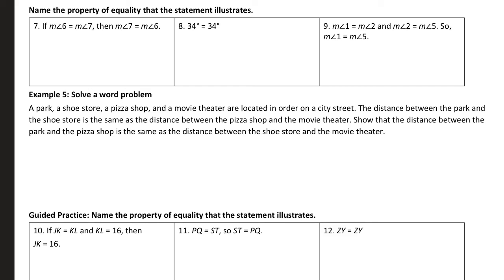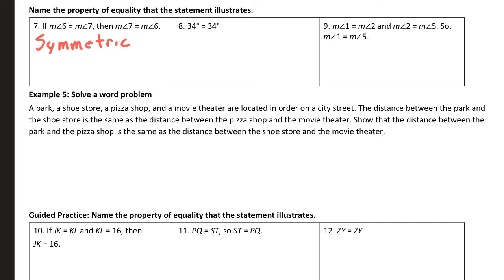your own. So in this example, it says if angle 6 equals angle 7, then angle 7 equals angle 6. So that shows the symmetry of equations. So that is the symmetric property. So you could just write symmetric. Okay, that's a symmetric property.